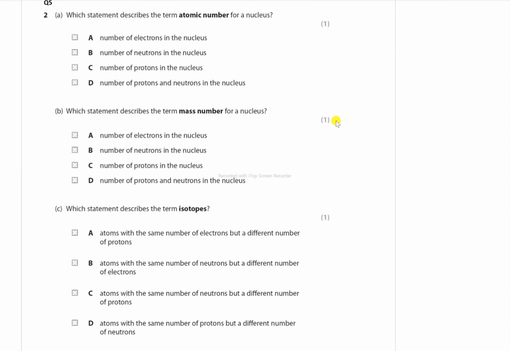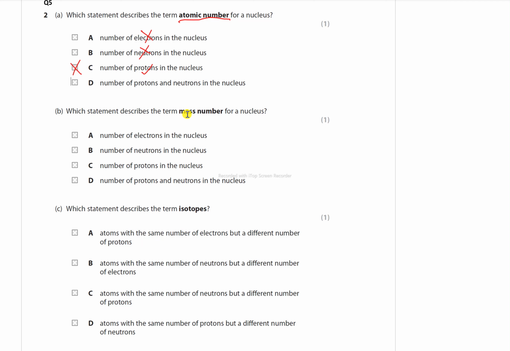Right. Which statement describes the term atomic number? Do you know with chemistry and physics they're slightly different? They use the word nucleons, so we've got to get used to that. Number of electrons? No. Number of neutrons? No. Number of protons? Yeah.